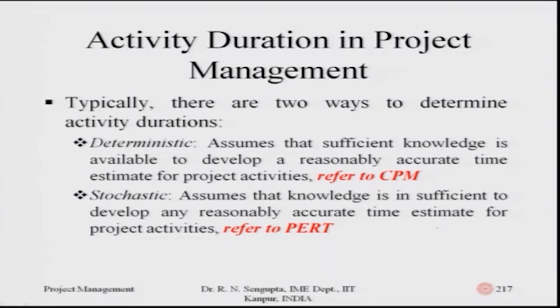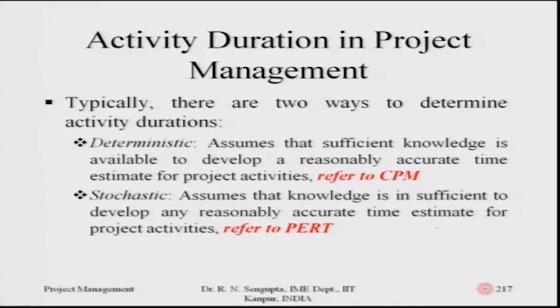Typically, there are two ways to determine project activities. One is the deterministic one. If you remember, I did mention the distribution being beta and all these consequences. So, they can be a deterministic time frame, or a probabilistic or stochastic time frame. In the deterministic time frame, the concept of critical path method comes in. We assume that sufficient knowledge is available to develop a reasonably accurate time estimate for project activities, hence the average would be taken.